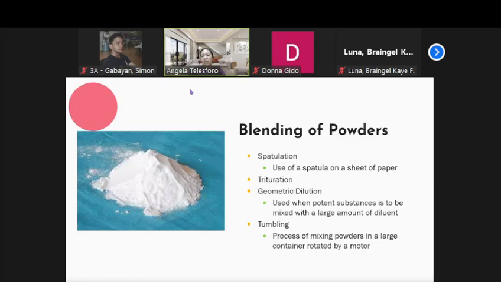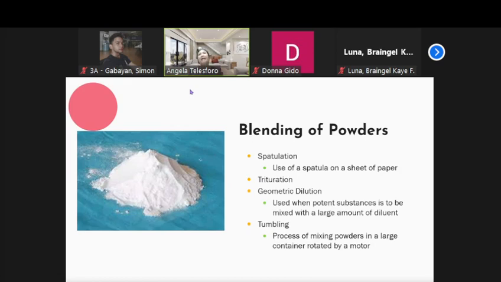Then geometric dilution. It is the same as trituration, the same way of blending, but we use geometric dilution if there is a potent substance, like a potent chemical, and you add a very large amount of your diluent or other excipient. We use geometric dilution so that we can mix them well. For example, you have 5 grams of a potent substance.